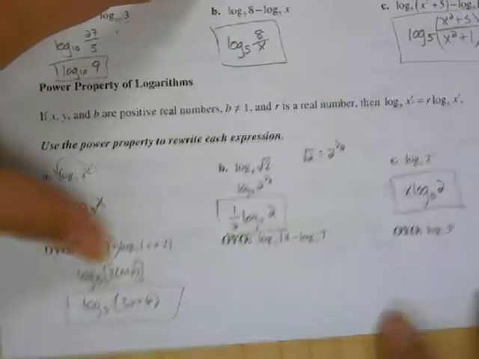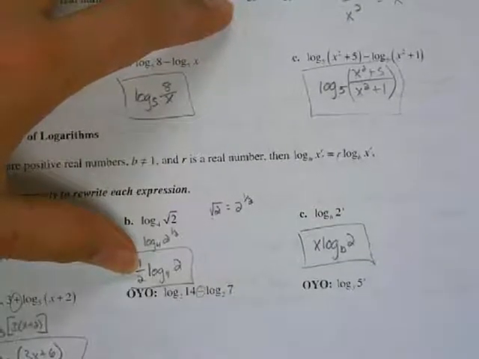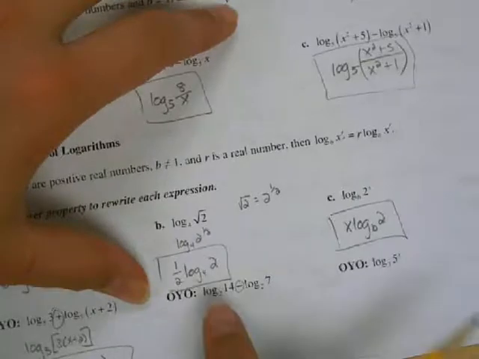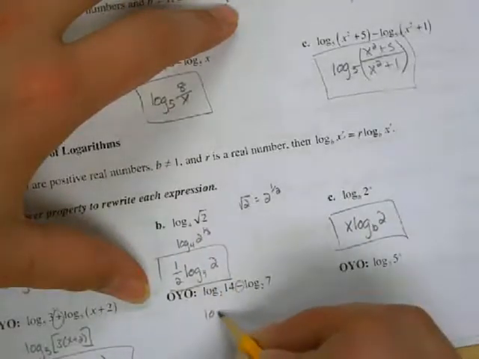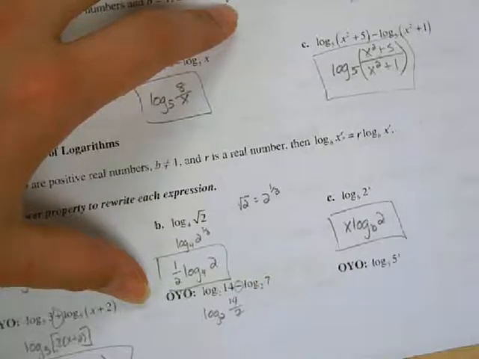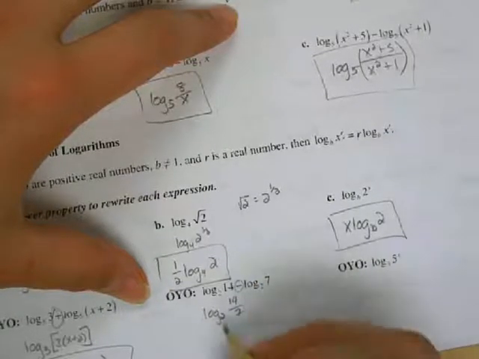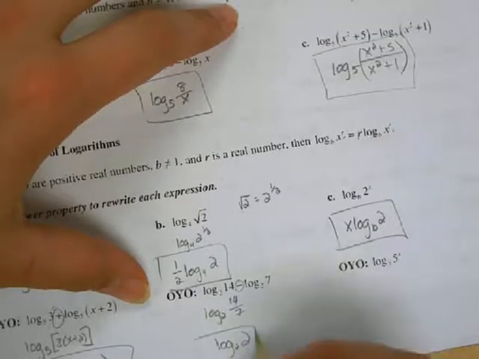Okay, so the second one, I've got a minus sign. Minus sign means quotient property. So that means when I'm subtracting logarithms, I'm going to divide arguments. So log base 2 of 14 over 7. Well, 14 divided by 7 is just 2, so you get log base 2 of 2.